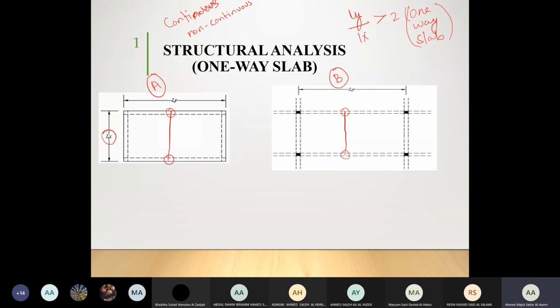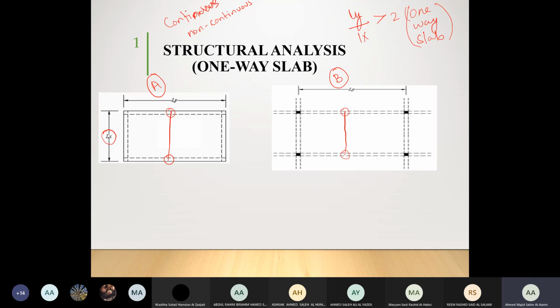So we have a continuous support and a non-continuous support. If your support is continuous only from one side, it's called non-continuous. If it's continuous from both sides, then we are going to call it continuous. Now, what do we mean by continuous and non-continuous?